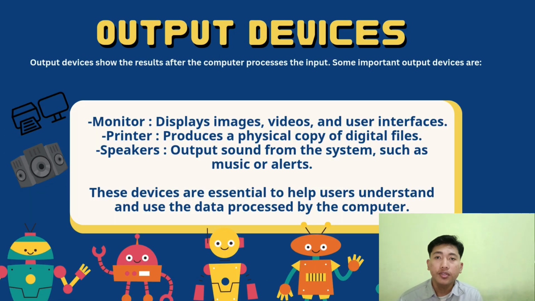Output device. Output devices show the result after the computer processes the input. Some important output devices are: 1. Monitor, displays images, video, and user interface. 2. Printer, produces a physical copy of digital files. 3. Speakers, output sound from the system such as music or alerts. These devices are essential to help us understand and use data processed by the computer.